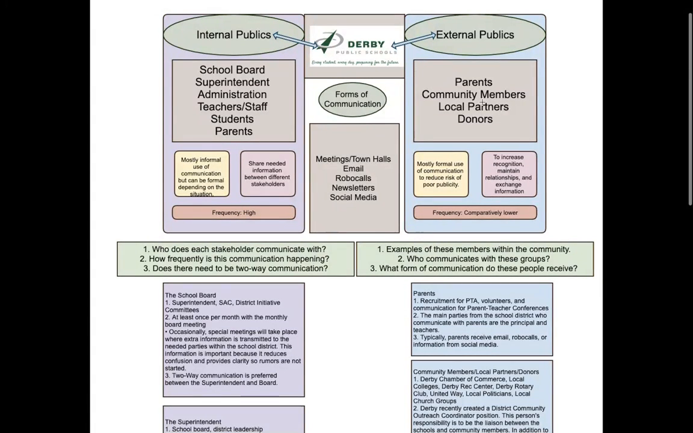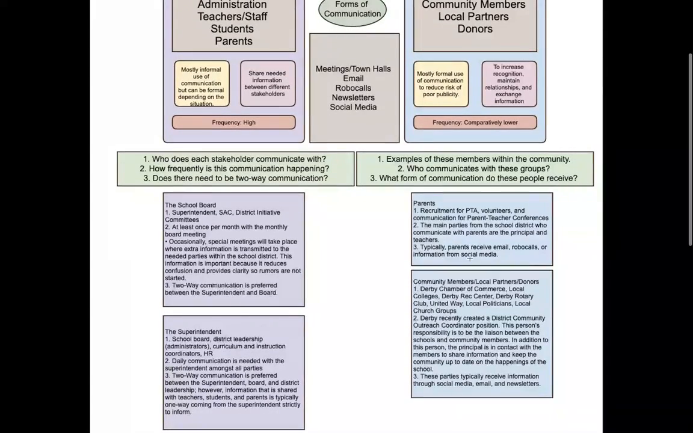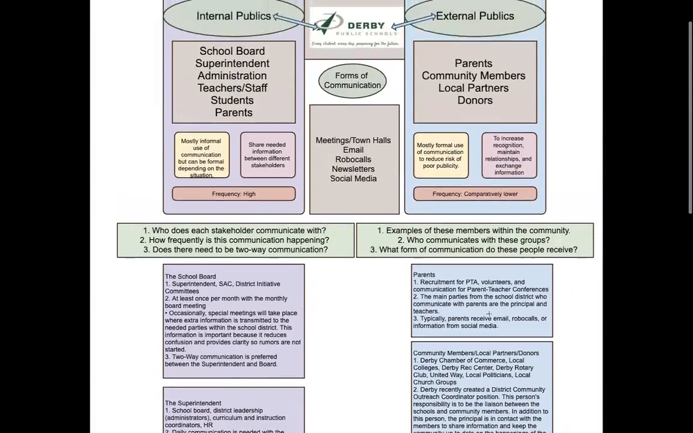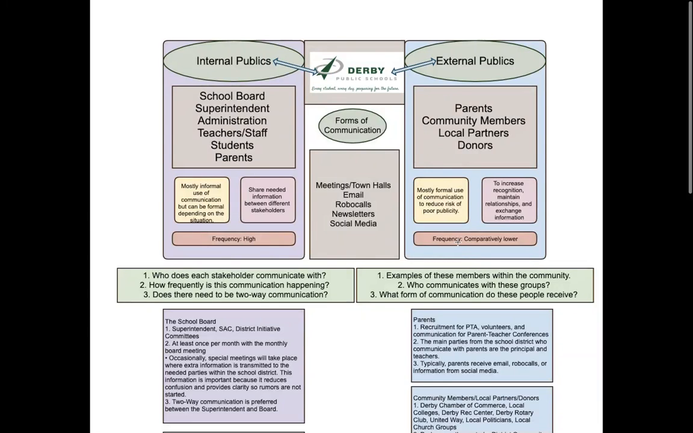Now, looking at the external publics: they are the parents, community members, local partners, and donors. I lumped the community members, local partners, and donors together in my explanation below, but it's different for the external publics in that the communication is mostly formal, and the formal use of communication is used in order to reduce the risk of poor publicity.